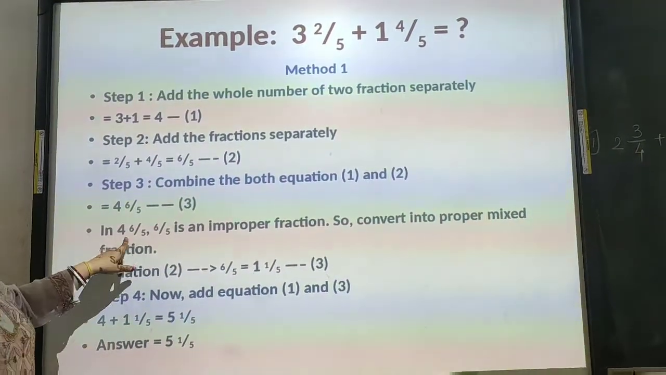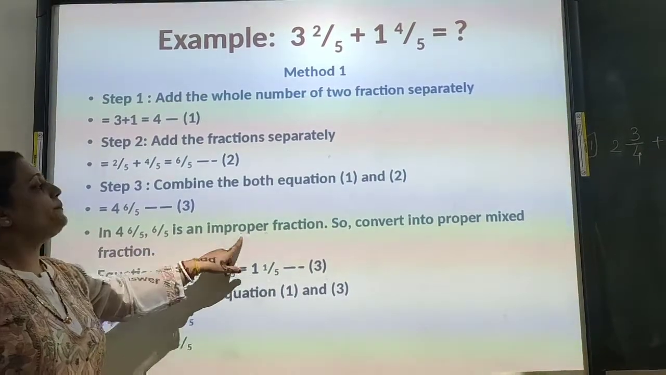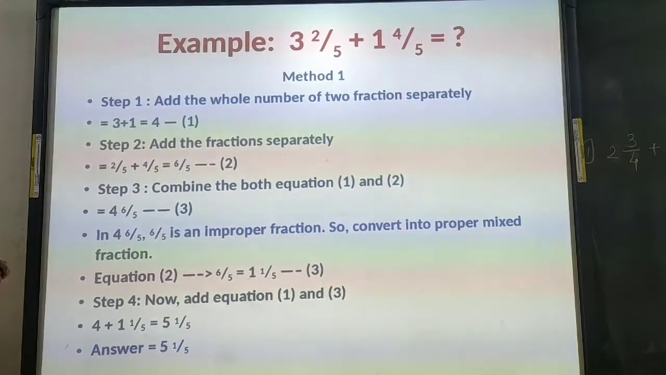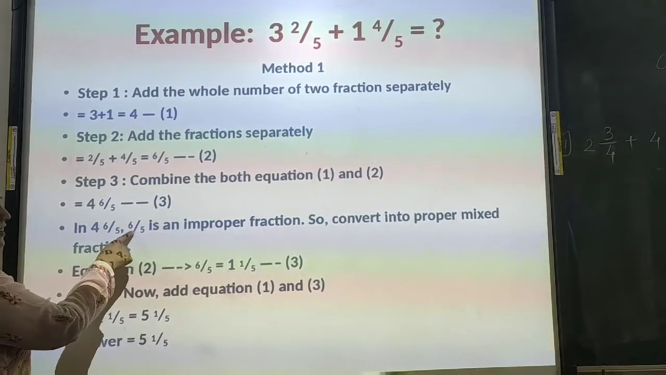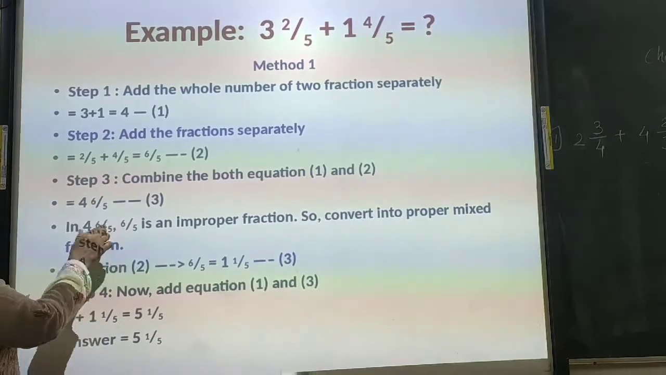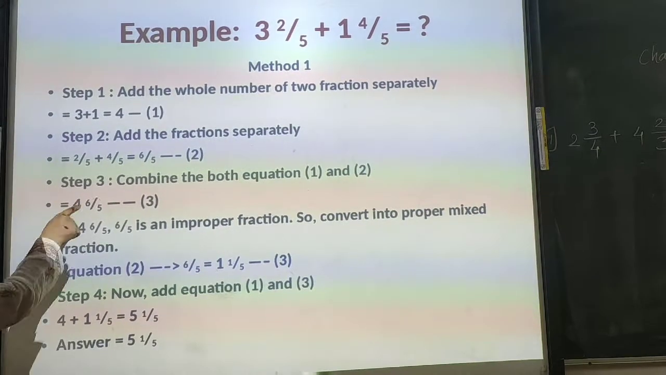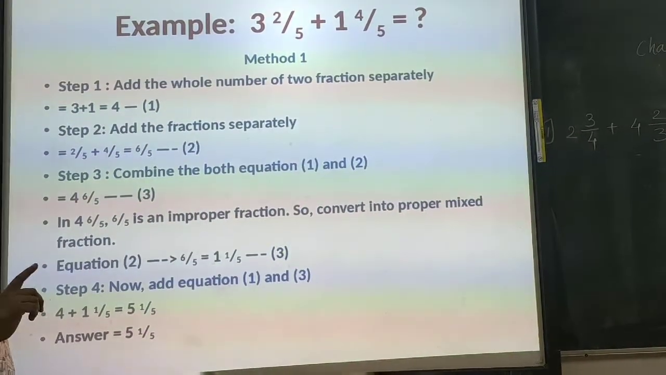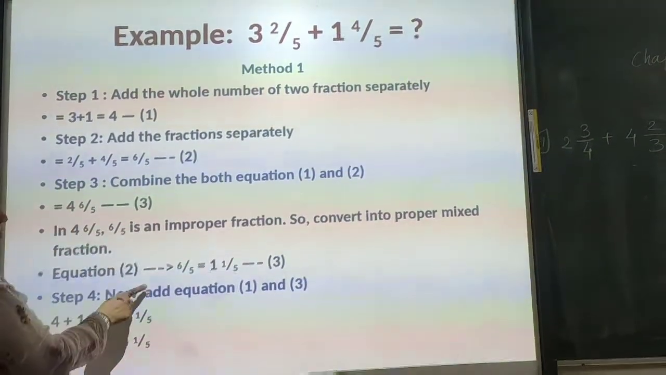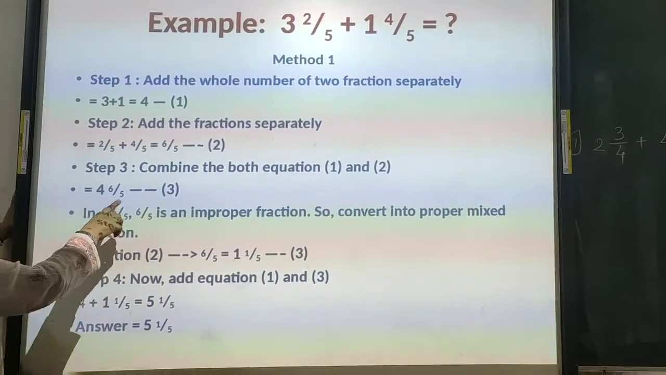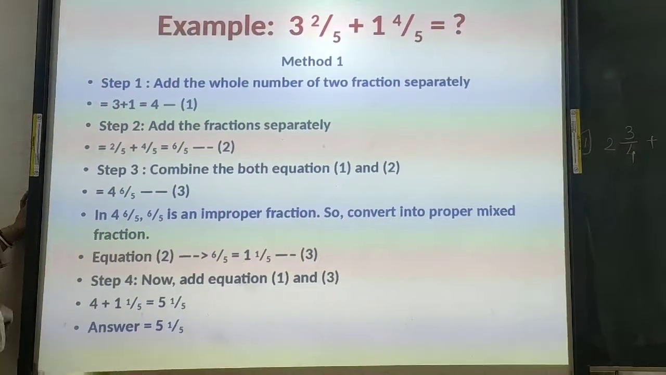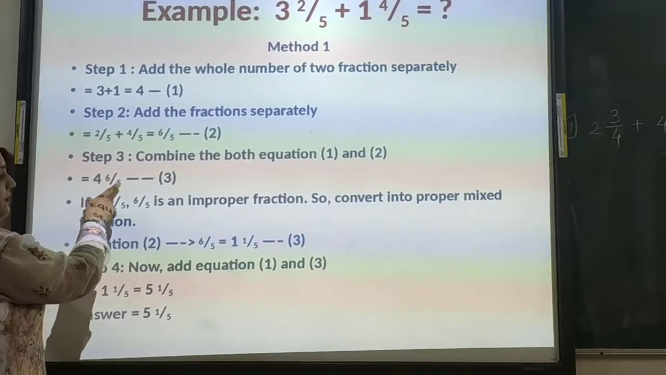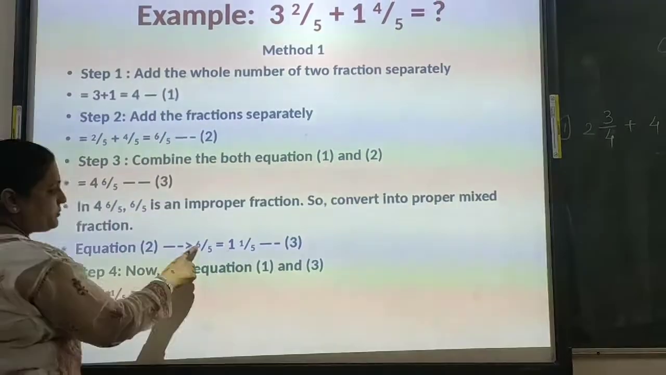Now in 4 6/5, 6/5 is an improper fraction, so we have to convert it into a proper mixed fraction. If it had been a proper fraction, we would have written the answer as it is. But as it is an improper fraction, we have to take out one whole from there. How will we do it? See here, 6/5 is an improper fraction, and 5/5 is one whole. So we take 6/5 minus 5/5.